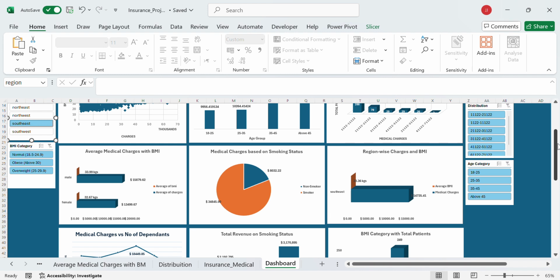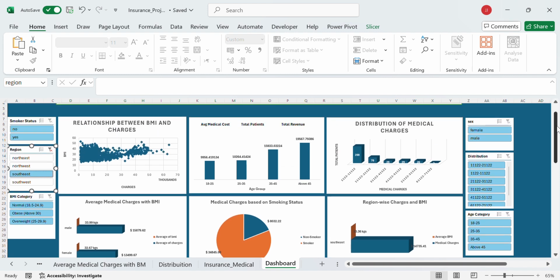Average medical charges with BMI is also being shown. So around charges region-wise itself, we can see that it is 14,735, which is heavily high. And when you take the full total of this, you might be getting around 350, which is a large figure and should be addressed at that moment.